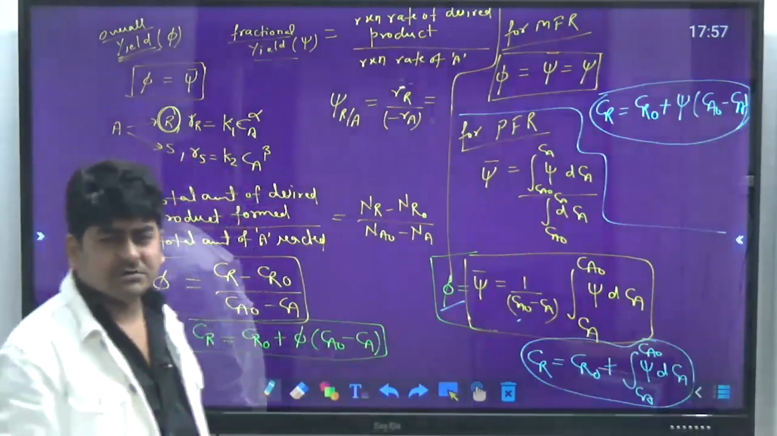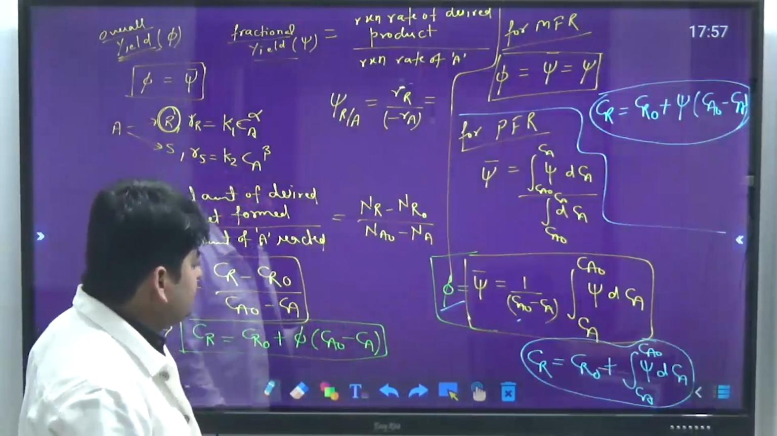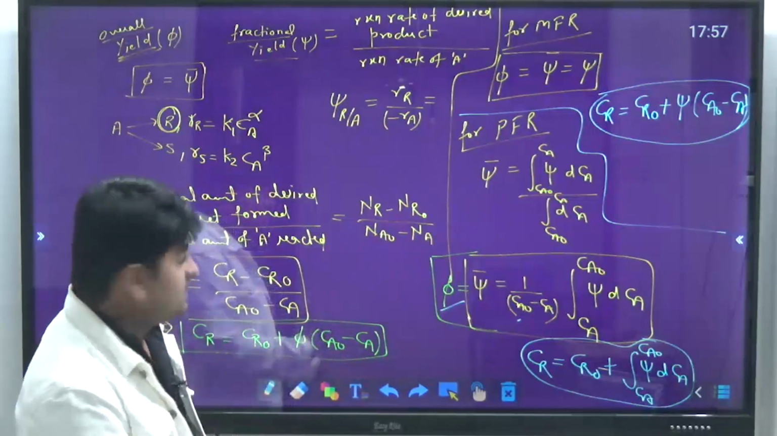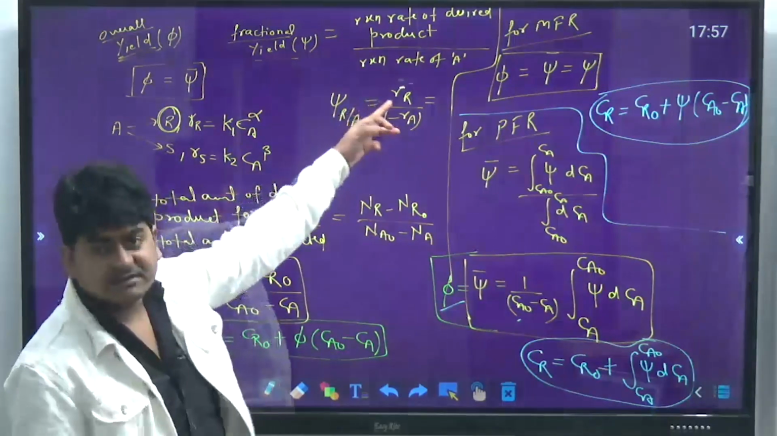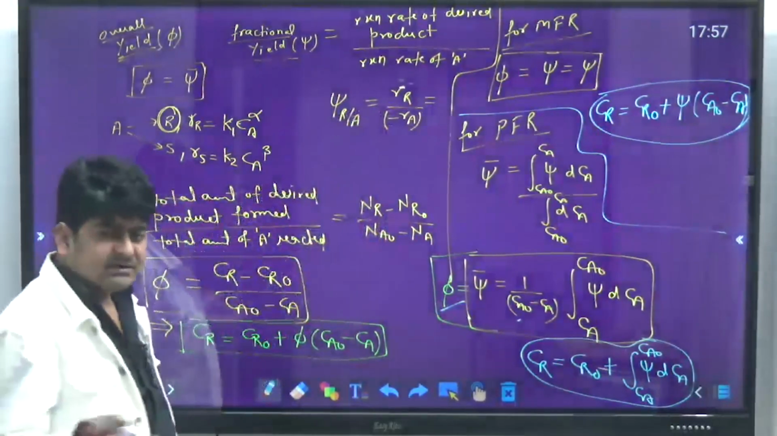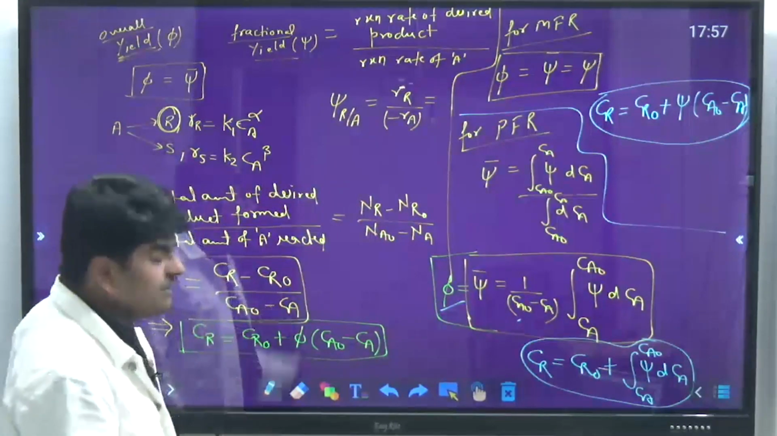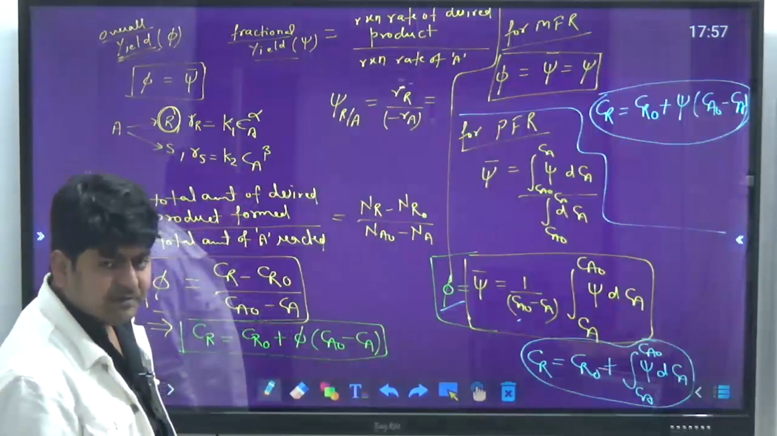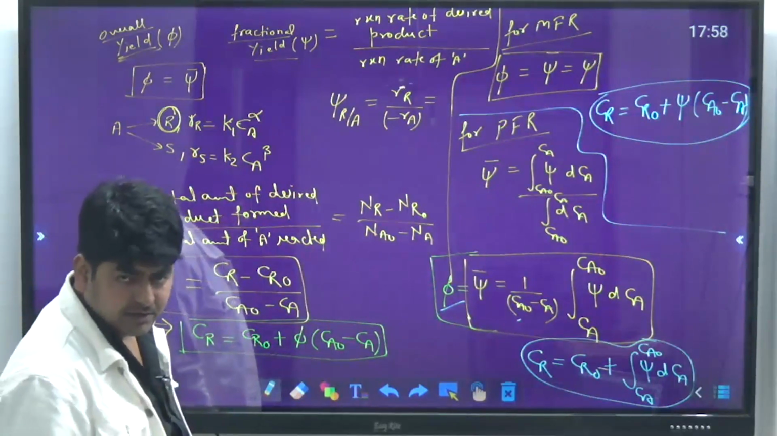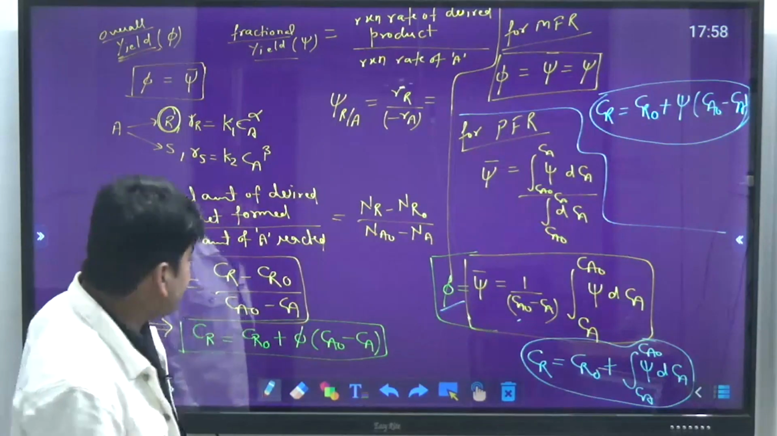And this is one very simple question. If S is the desired product, then fractional yield will be RS upon minus RA. Okay, so they have asked few questions on this yield method as well in GATE exam in previous years. So let's do one of the questions here. The remaining questions I hope you can do by yourself.